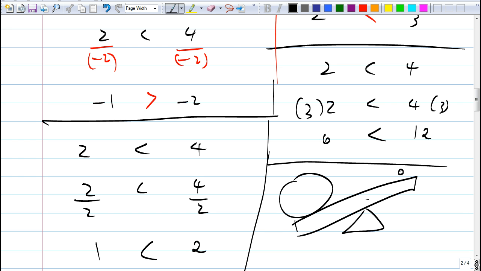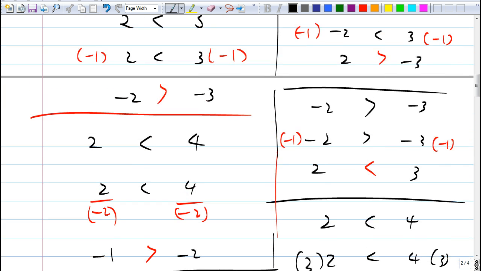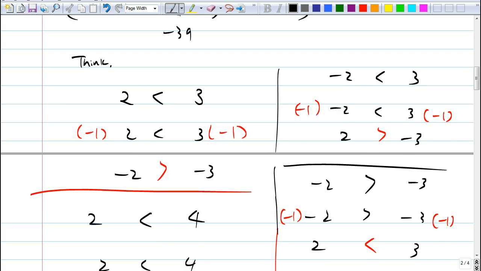Does that make sense? Addition and subtraction is pretty easy to see, but for multiplication and division, it's kind of nice to see an example, right? Like this. If you were to multiply or divide by a negative number, you've got to reverse the inequality symbol. Otherwise, you have a wrong statement. Okay. All right. Let's do some.